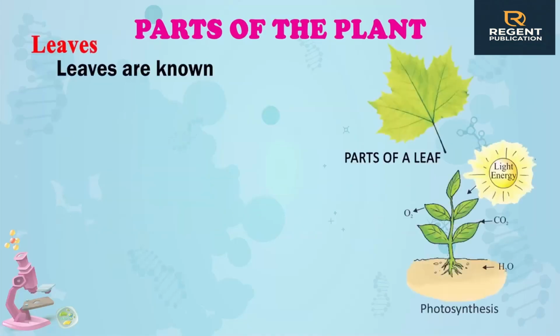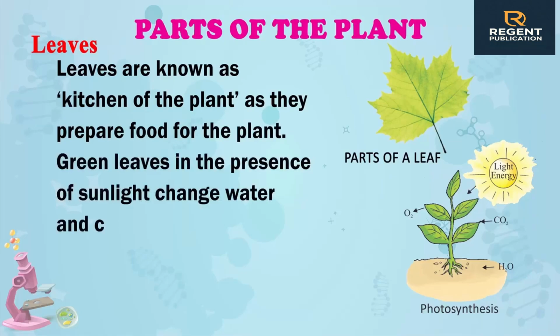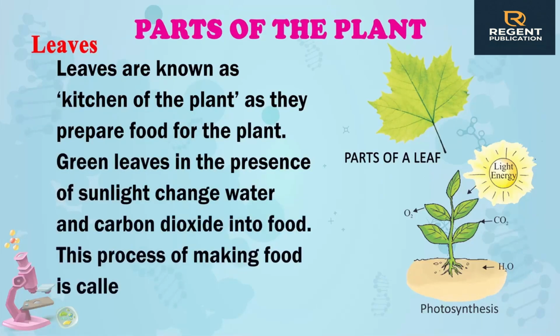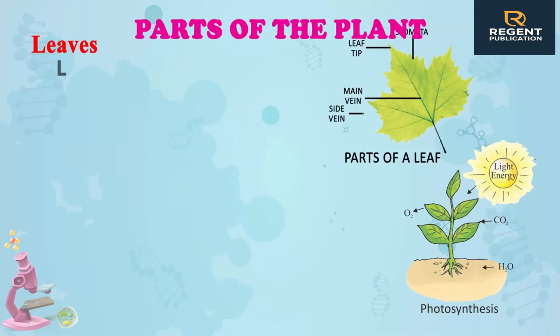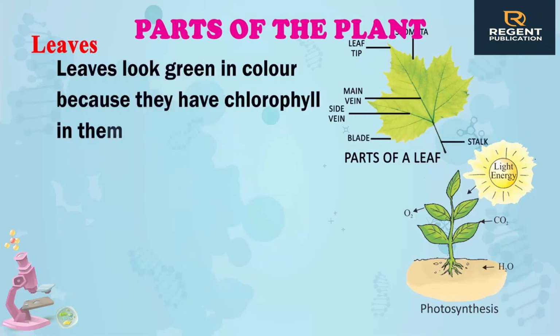Leaves. Leaves are known as the kitchen of the plant, as they prepare food for the plant. Green leaves, in the presence of sunlight, change water and carbon dioxide into food. This process of making food is called photosynthesis. Leaves look green in color because they have chlorophyll in them. Without chlorophyll, the leaves cannot make food.